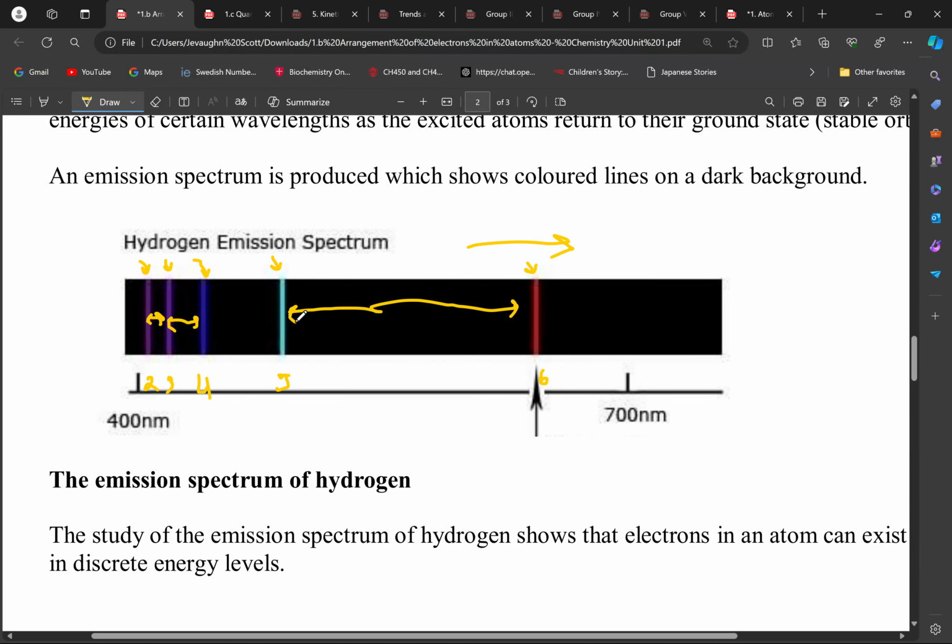And that is why the spectrum looks like this. So it's either going to be a wavelength at the fourth energy level, or the fifth energy level, or the sixth energy level. There is no place in between. So the emission spectrum of hydrogen gives us this evidence of discrete energy levels that exist within the atom itself. So that is really what it's doing.